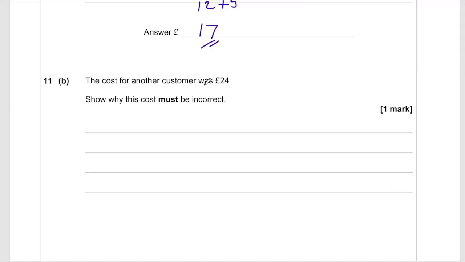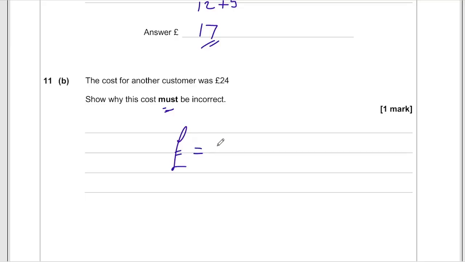The cost for another customer was £24. Show why this cost must be incorrect. So they're telling me it's wrong. So let's do the formula again. The cost in pounds is equal to 2 times the windows plus 5, and they're telling me that the actual cost was £24 this time. So 24 equals 2 lots of W plus 5.